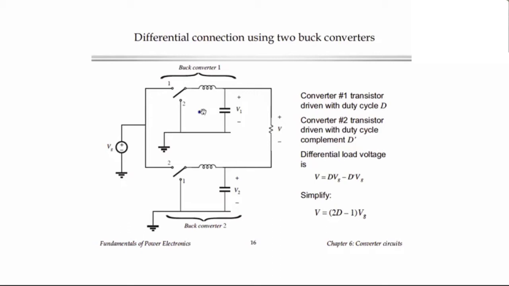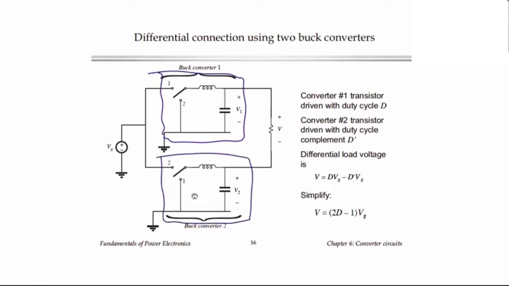So here we'll draw out the circuit. Here is buck converter number 1 with its switch and LC filter. Here is buck converter number 2 with its switch and LC filter. And what we're going to do is drive buck converter number 2 with the complement of the duty cycle of converter 1. So if we drive the transistor of buck converter 1 with, say, the duty cycle D, then buck converter 2 will have its transistor driven with D prime.